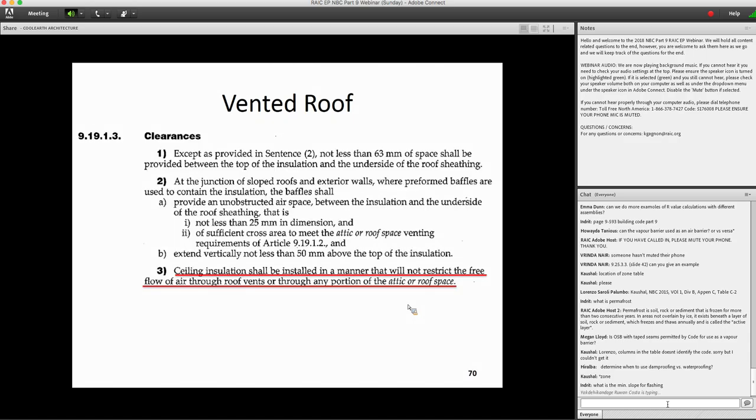There are some minimum clearances for that vented roof. Ceiling insulation shall be installed in a manner that will not restrict the free flow of air through roof vents or through any portion of the attic or roof space. So basically what it's saying is that you can do whatever you want, but you have to maintain the flow of air, so any moisture that gets into the vented roof can dry out.